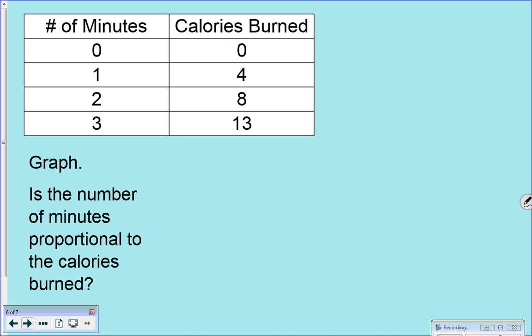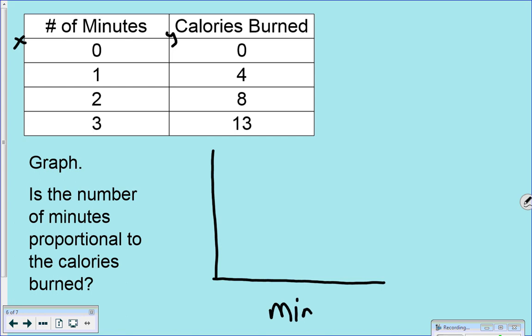Let's talk about this one. I'll graph it up here. You can just watch. Number of minutes and my calories burned. So I'm going to do it like this. Let's say this is going to be my x and this is going to be my y. Does everybody know what I mean when I say this is my x and this is my y? That tells me what axis I'm going to put stuff on. So minutes, calories.